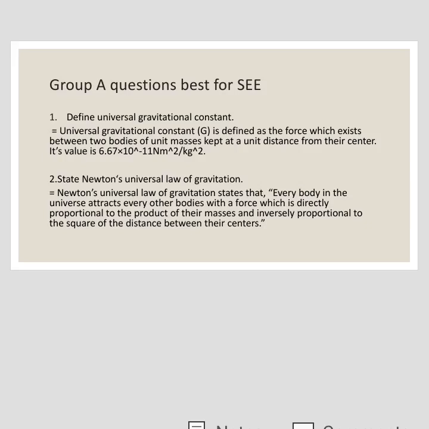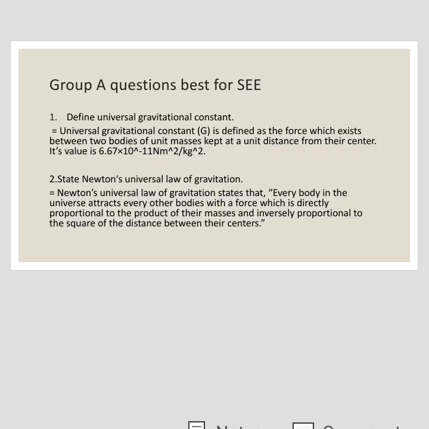Question number 1, define universal gravitational constant. Universal gravitational constant, often called capital G, is defined as the force which exists between two bodies of unit masses kept at a unit distance from their centers. Its value is 6.67 × 10^-11 Nm²/kg².